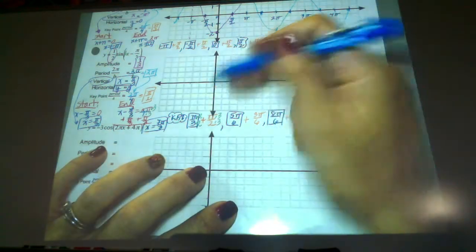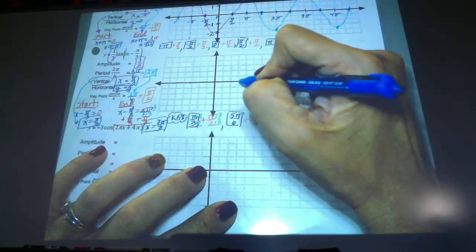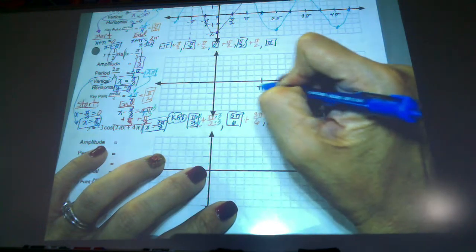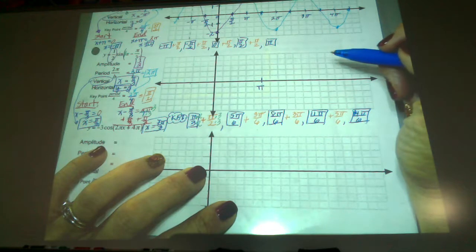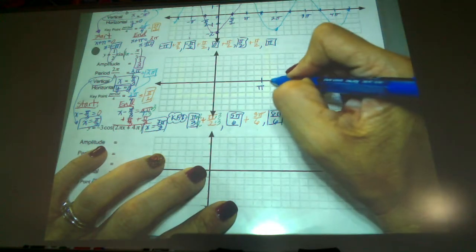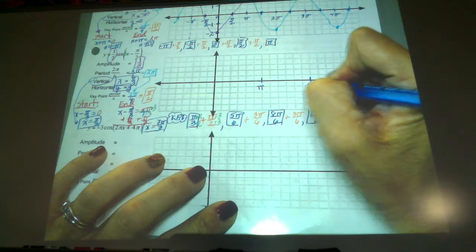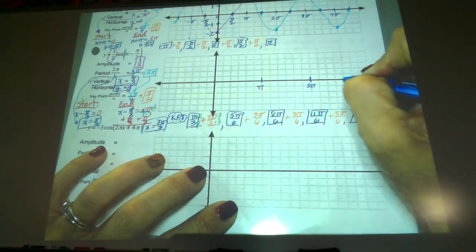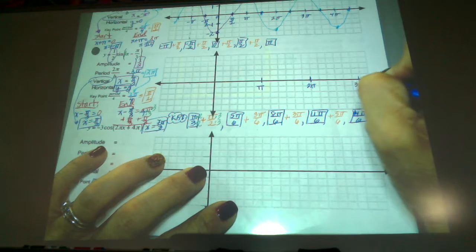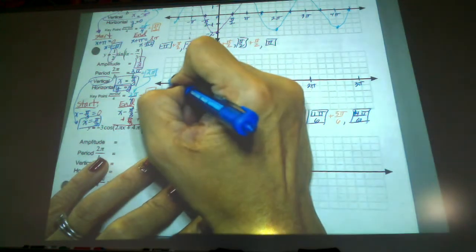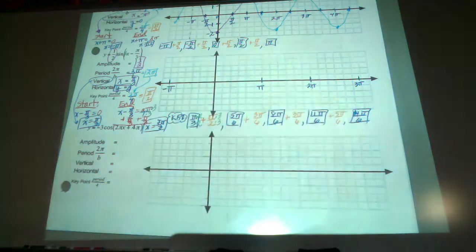So if this is 0, here's 1, 2, 3, 4, 5. This is 6, 6. Won't that be pi? Right? And then 1, 2, 3, 4, 5, 6. This is 2 pi. 1, 2, 3, 4, 5, 6. There's 3 pi. And then to the left, 1, 2, 3, 4, 5, 6. This is negative pi.